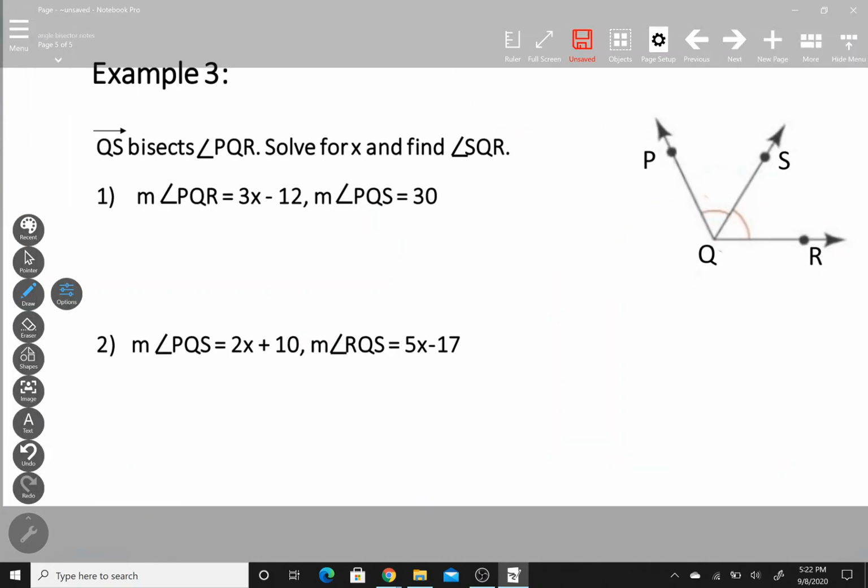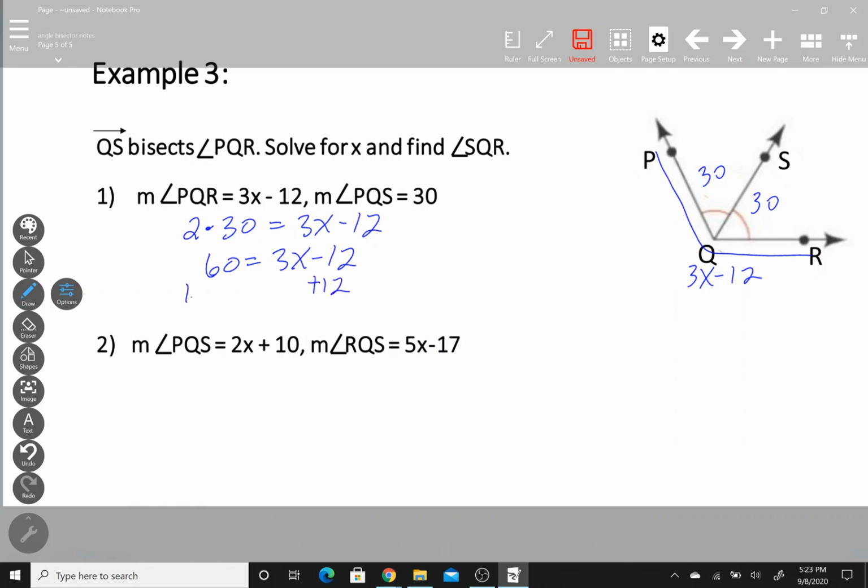It says QS bisects angle PQR. So again, this line is cutting the angle in half, so the two pieces are equal. PQR, that's the big one, is 3x minus 12, and PQS is 30. Okay, since I know that QS is bisecting, I also know the other side over here is 30 as well. So what you need to do is do 2 times 30, which is going to be equal to 3x minus 12. 2 times 30 is 60. That's equal to 3x minus 12.